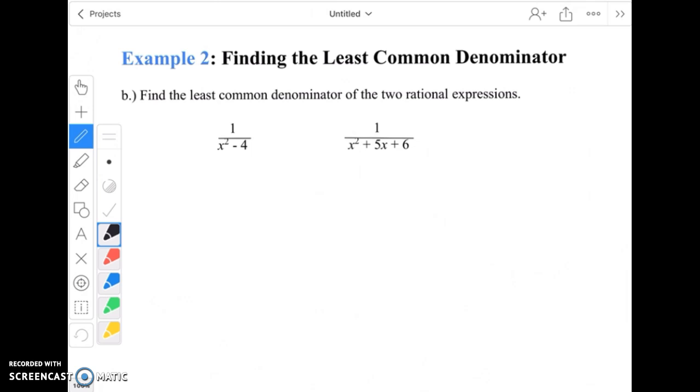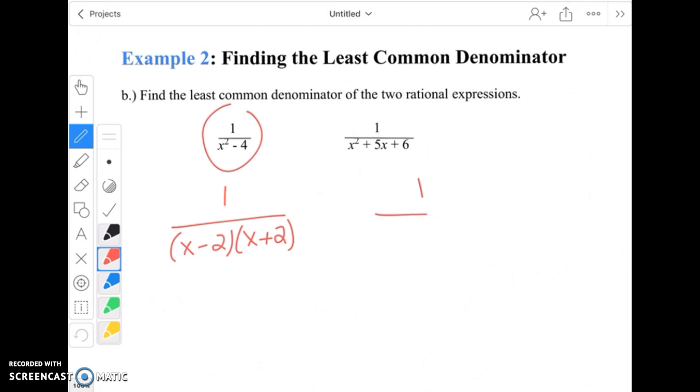And then again, if I have 1 over x squared minus 4, and then I have 1 over x squared plus 5x plus 6, remember that this over here is a difference of squares. So this can be rewritten as 1 over x minus 2 times x plus 2. And this right-hand side can be x plus 2, and then x plus 3.